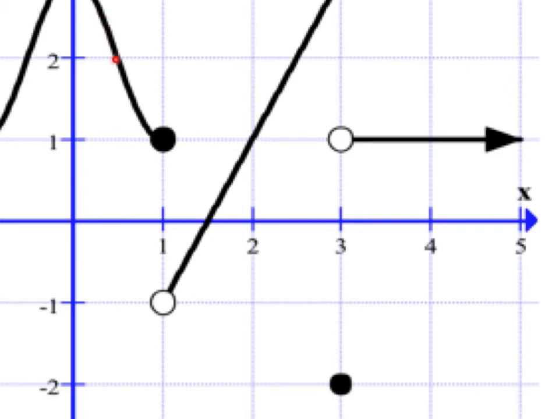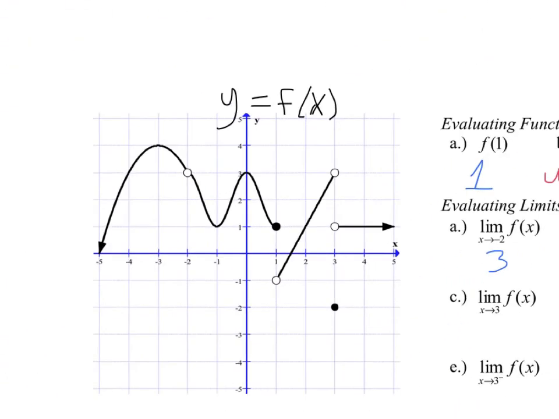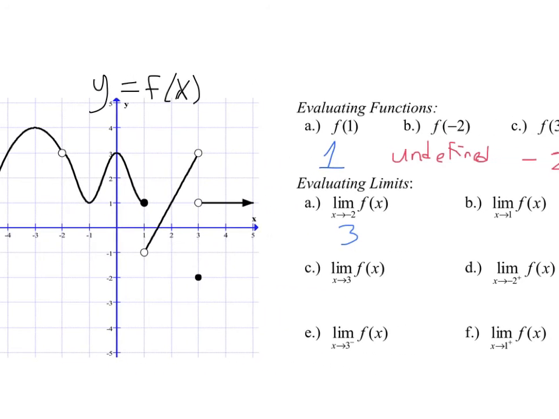So in this case, the left-sided limit and the right-sided limit are not equal. The left-side limit is 1, the right-side limit is negative 1, and because of that, this limit does not exist. Sometimes we'll use the shorthand DNE, so we'll say the limit does not exist, and that's what that one is.